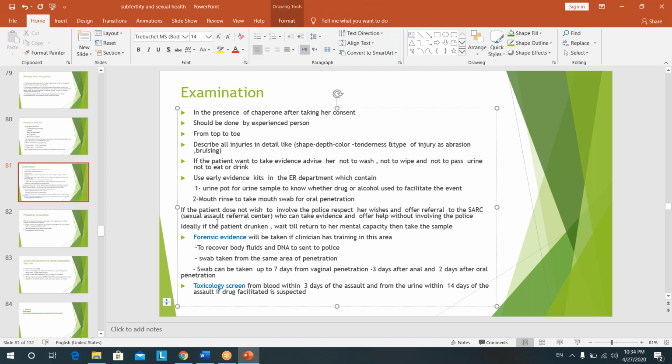SARC is the Sexual Assault Referral Center. It can take evidence without involving the police. But Mosaic is a website link. The patient can communicate with these people on the website link, and they offer her emotional support and like that.